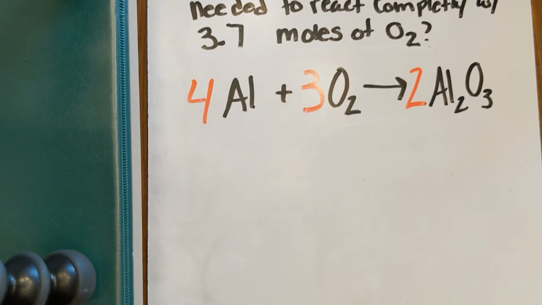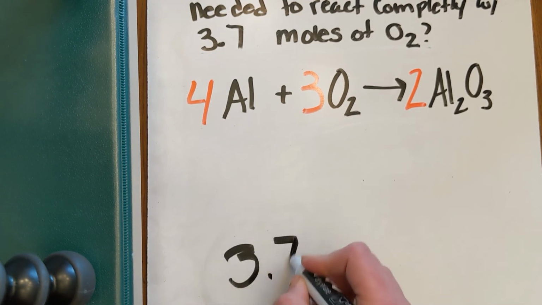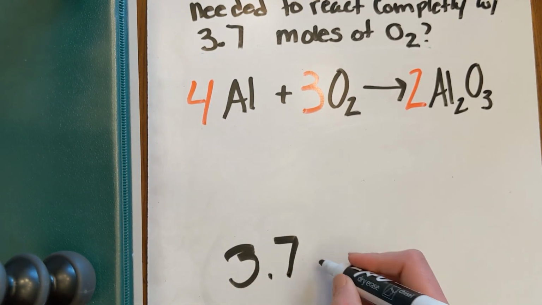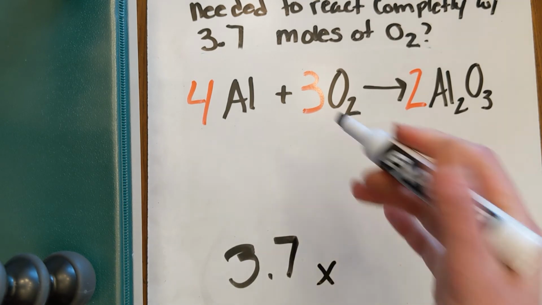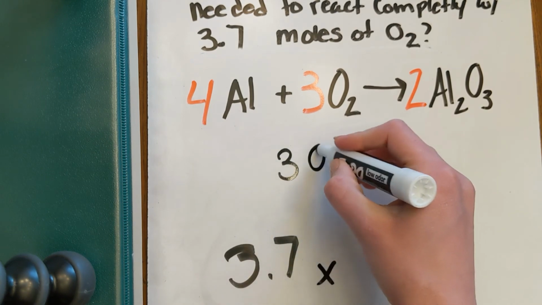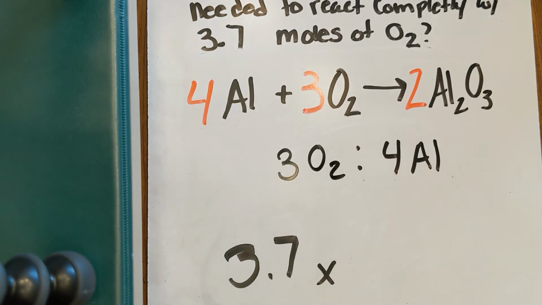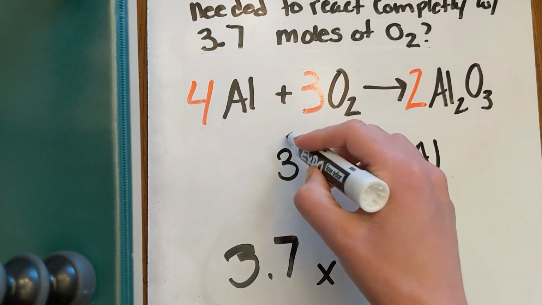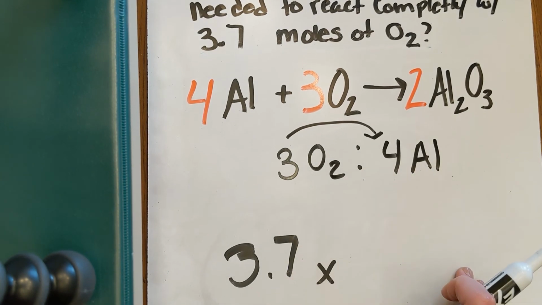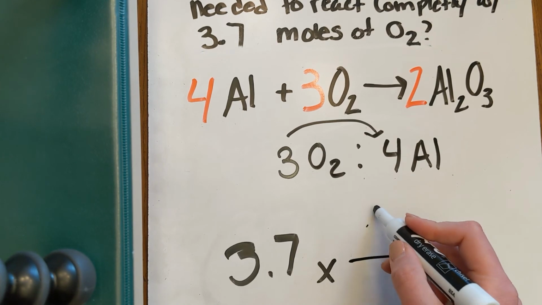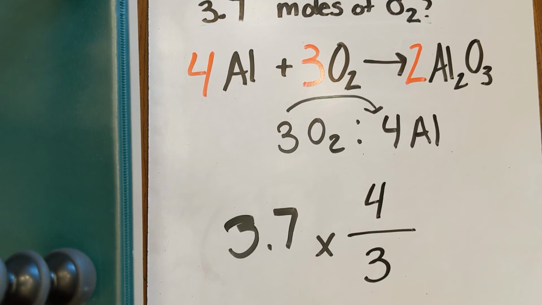So we know so far that we have 3.7 moles of oxygen. We also know our mole to mole ratio. In this case, for every 3 moles of oxygen, we need 4 moles of aluminum. Because we're going from 3 to 4, because we're going from oxygen to aluminum, and 4 is bigger than 3, we are going to set up our problem like this, with the bigger number on top, the 4 on top and the 3 on the bottom.